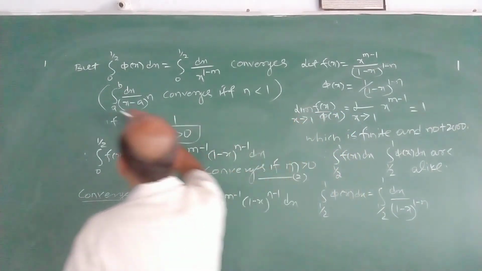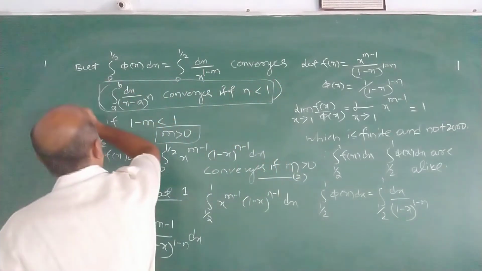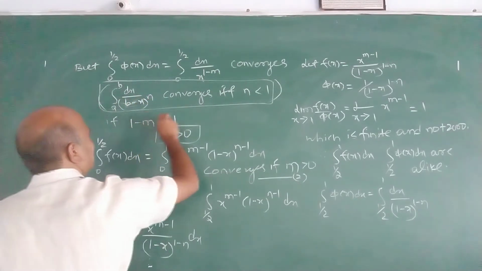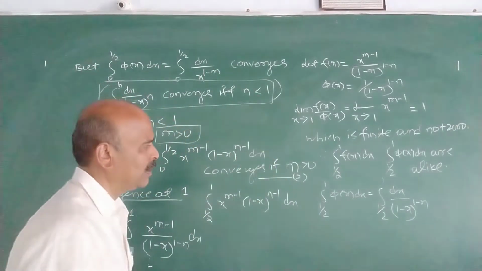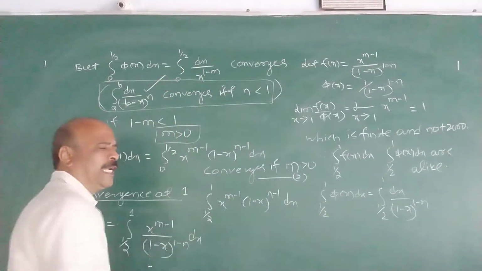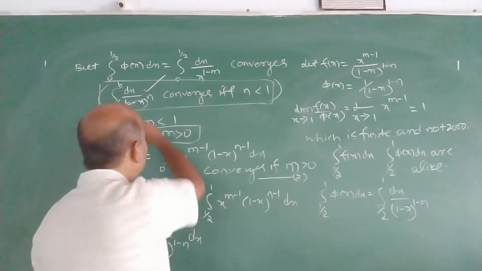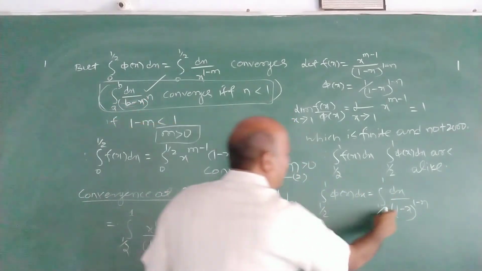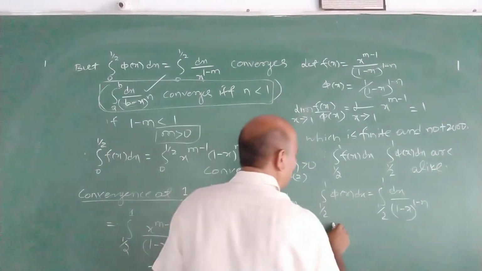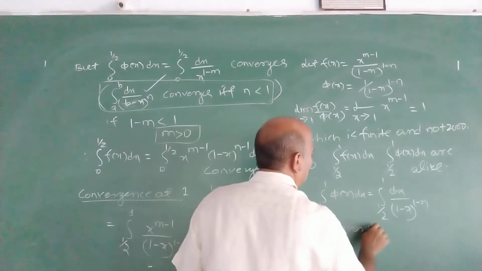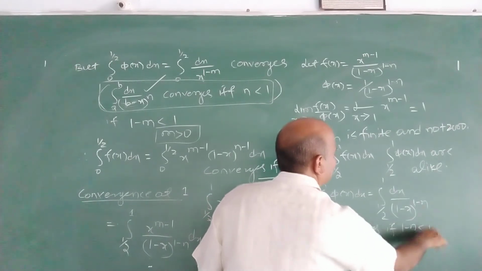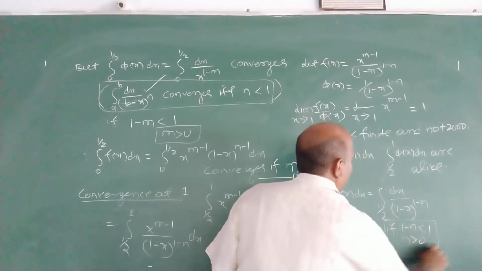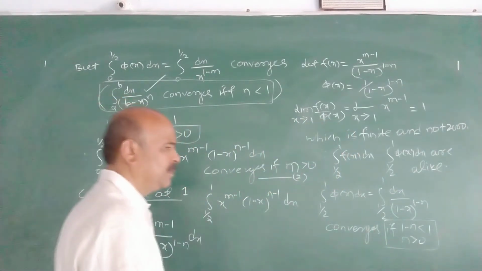Now, using the standard integral from a to b of dx by (b minus x) raised to n, which converges if n is less than 1. It is also a standard integral for convergence. Is it of this form? Half to 1, dx by (1 minus x) raised to n. When does it converge? If 1 minus n is less than 1, that is, n is greater than 0.